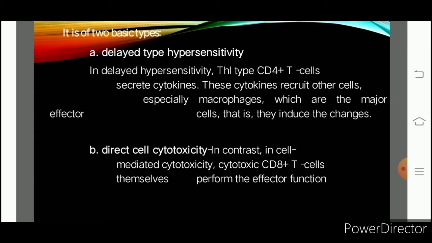So the second is direct cell cytotoxicity. In contrast, in cell-mediated cytotoxicity, cytotoxic CD8 plus T cells themselves perform the effector function. So the effector function is performed by the cytotoxic CD8 plus T cells themselves.